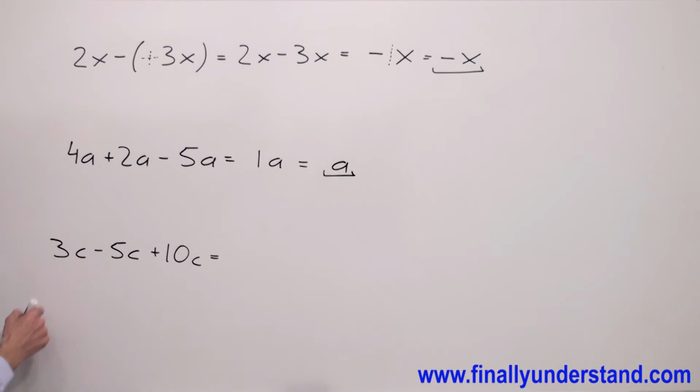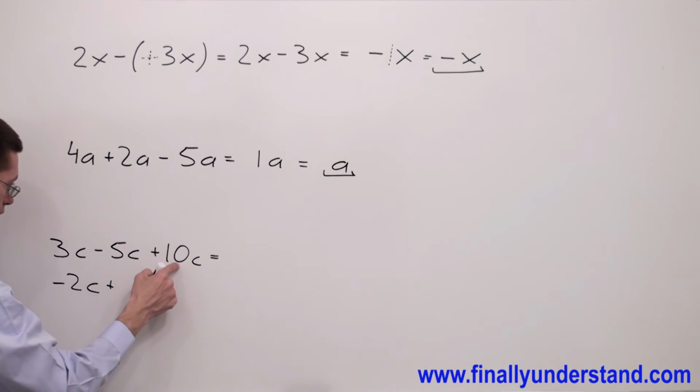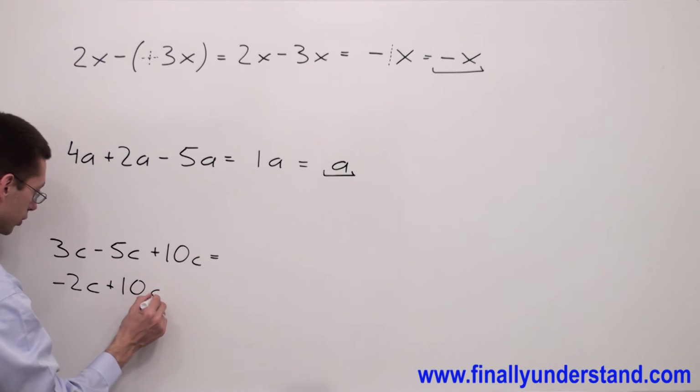Let's take a look at this one. I have 3c minus 5c. Again, I have to subtract a bigger number from the smaller number. What I have to do first, I have to subtract the smaller number from the bigger number, and keep the sign which is next to the larger number. 5 minus 3 is 2. And I'm supposed to keep the sign which is next to the larger number. So I can say this is negative 2c. Plus, and I'm going to copy this, 10c.